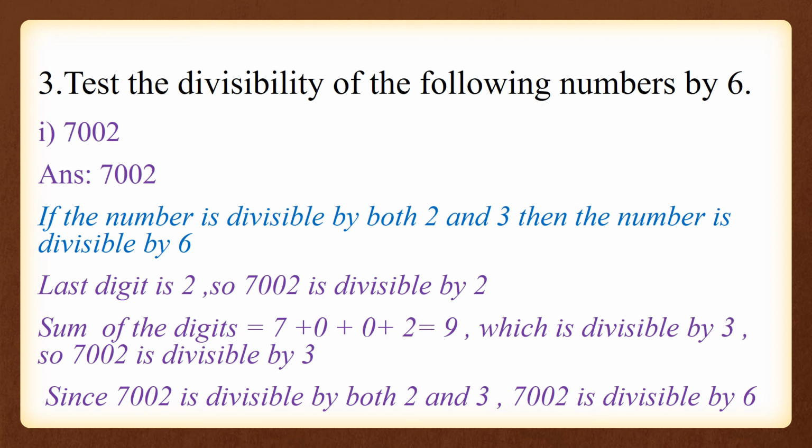Now we are going to check whether this number is divisible by 3. So the divisibility rule for 3 is, if the sum of the digits of the number is divisible by 3, then the number will be divisible by 3. So the sum of the digits is equal to 7 plus 0 plus 0 plus 2, which is equal to 9, which is divisible by 3. So 7,002 is divisible by 3. Since 7,002 is divisible by both 2 and 3, 7,002 is divisible by 6.